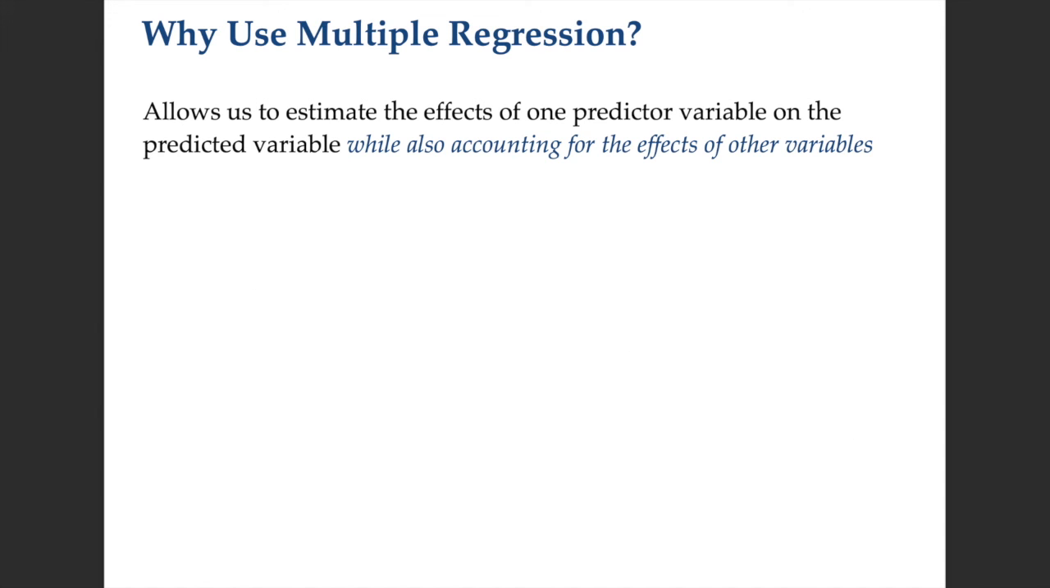What it does is it allows us to estimate the effects of one predictor variable on the predicted variable while also accounting for the effects of other variables. And that's the key for multiple regression.